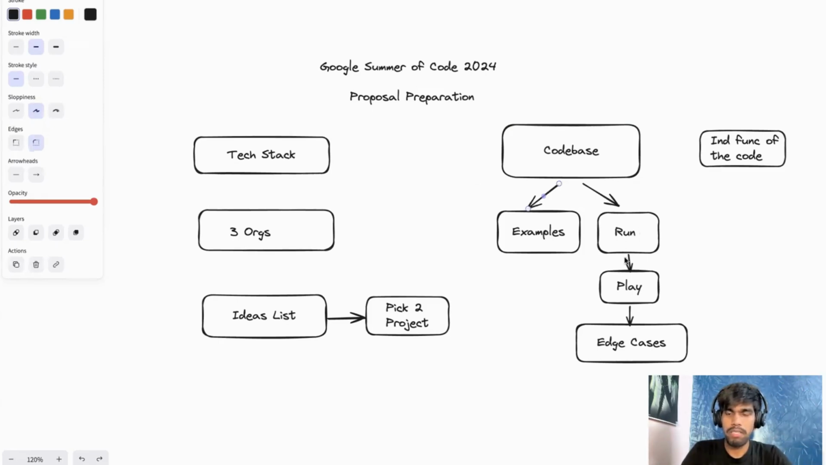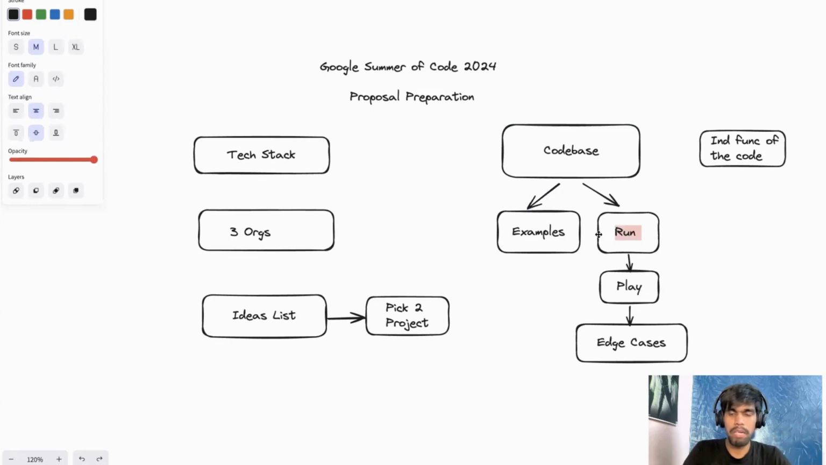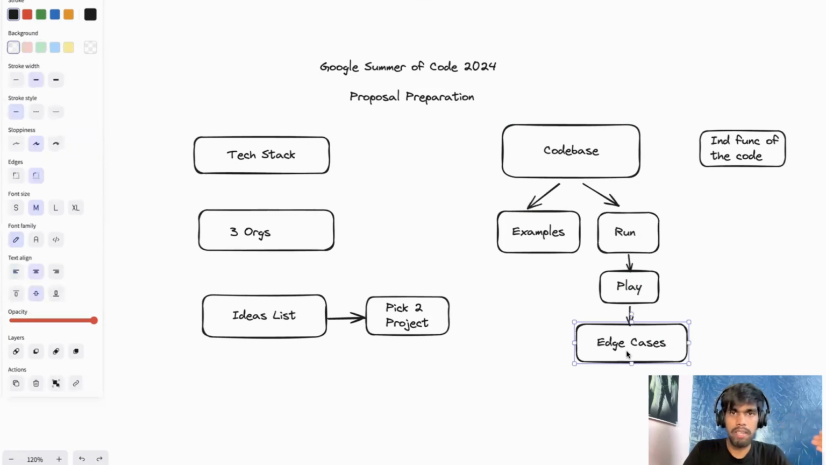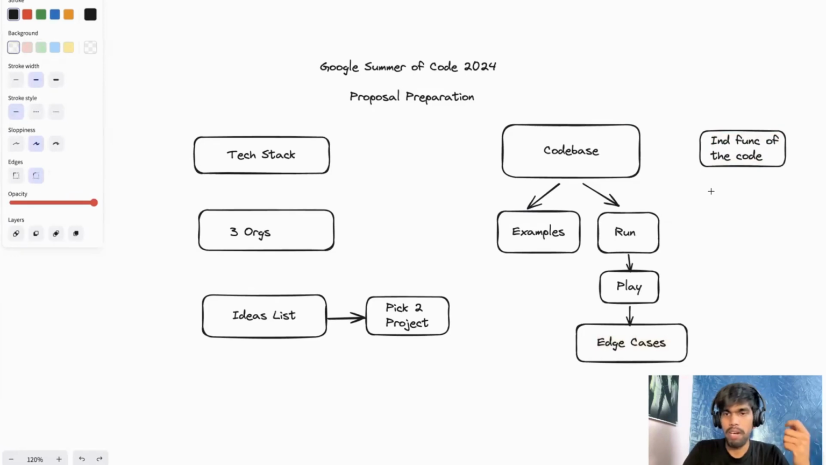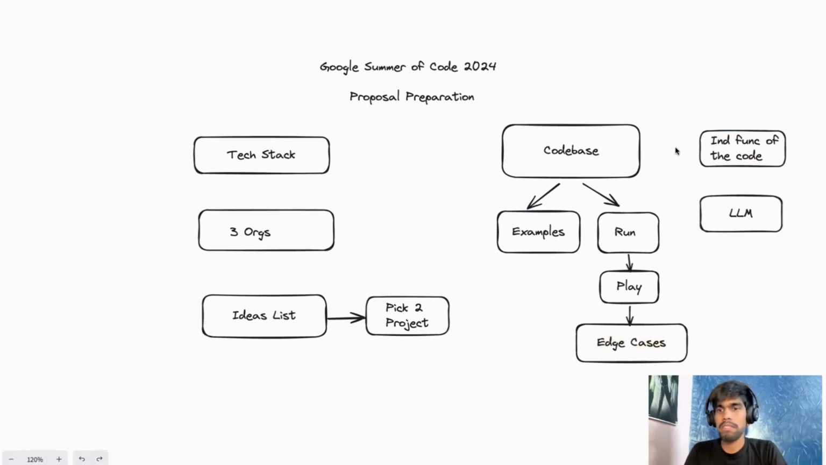And once this is done, you need to run the application. That is, if you don't have an example, try to run that application, then play around with it for 2 to 3 days. Try to identify the edge cases. And once you identify the edge case, look into the individual function of the code and just use an LLM to understand the codebase. I know this is not the right way, but we are living in the era of AI, so why not?